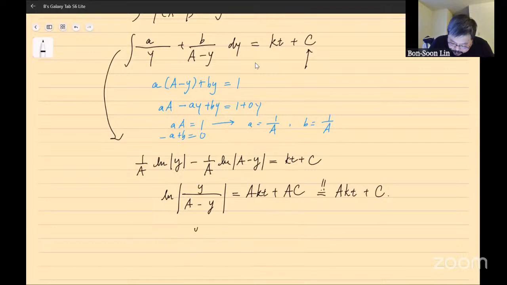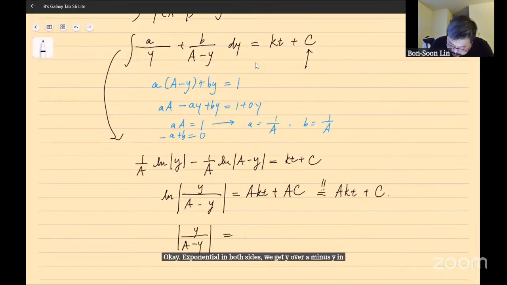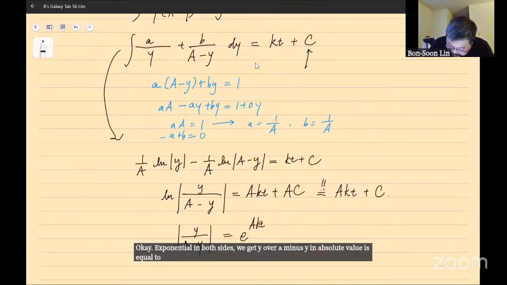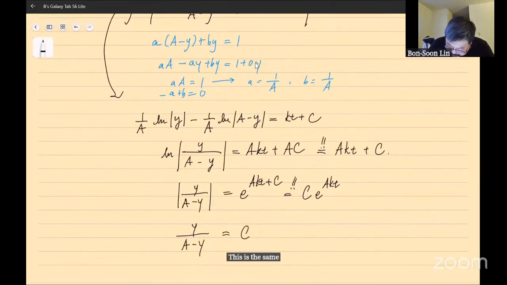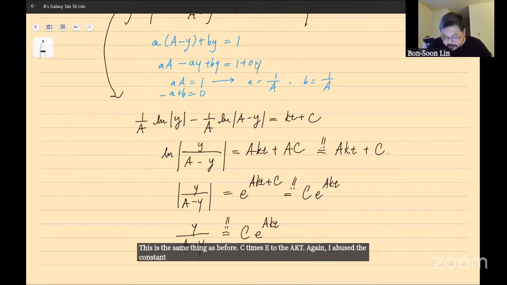Exponentiating both sides, we get the absolute value of Y over A minus Y is equal to e to the AKT plus C, which, abusing a constant once more, is C e to the AKT, like so. Taking away the absolute value, this is the same thing as before, C times e to the AKT. Again, I abuse the constant once more by absorbing the plus or minus sign into the C.